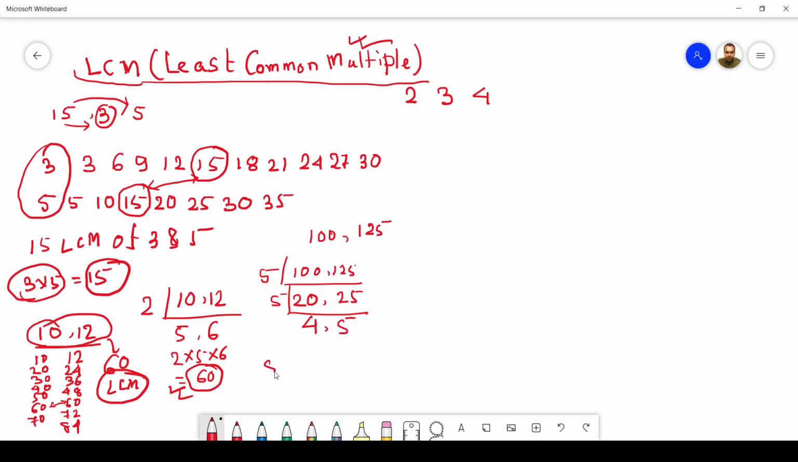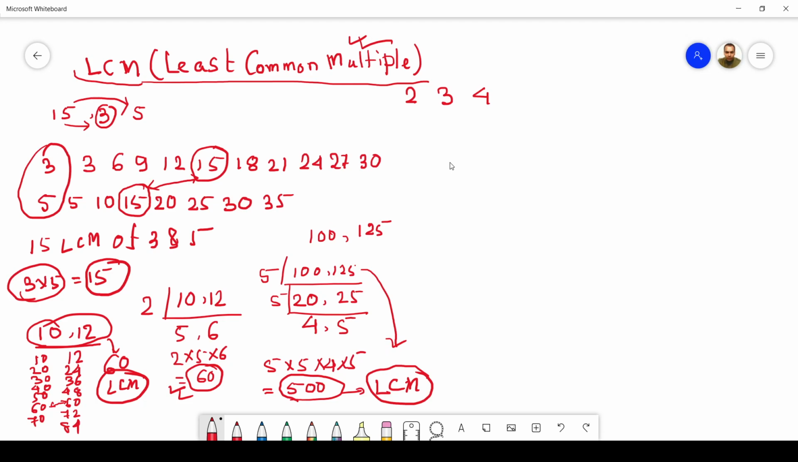So what is the LCM? 5 multiplied by 5 multiplied by 4 multiplied by 5. 5 multiplied by 5 is 25. 25 multiplied by 4 is 100. 100 multiplied by 5 is equal to 500. So 500 is the LCM of both the numbers 100 and 125. This way also you can calculate the LCM.